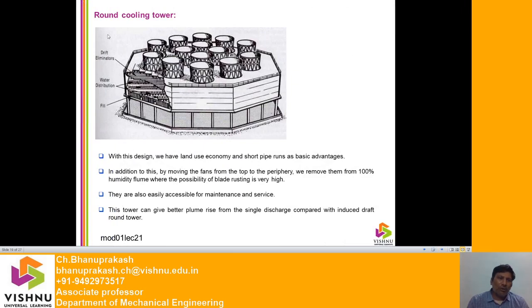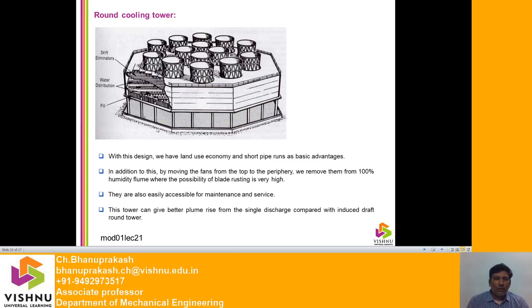And the next one is the round cooling tower. See here, there is a drift eliminator, and here is how the water will be distributed, and these are the fills. From there the water will be sprayed or falling, and when the air comes, from the fill the water will be sprayed again. That was very clearly discussed in the earlier slides.